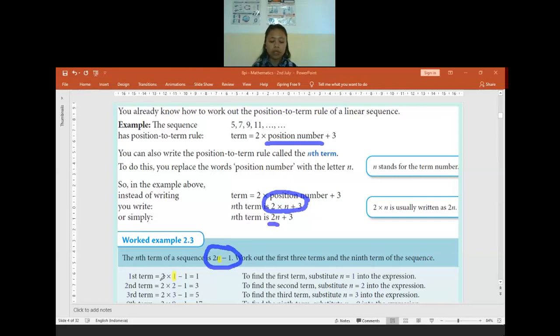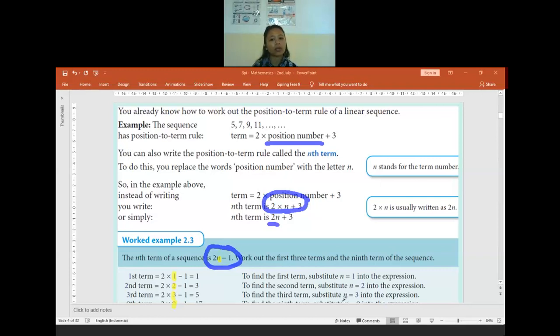What about if it is the second term? The letter n, you replace with number 2. If it is the third term, the letter n, we replace with number 3. If I want to find the ninth term, the letter n, I replace with the number 9.